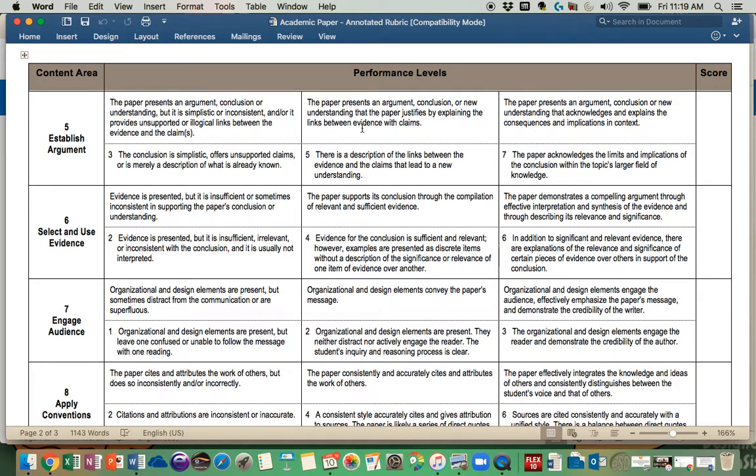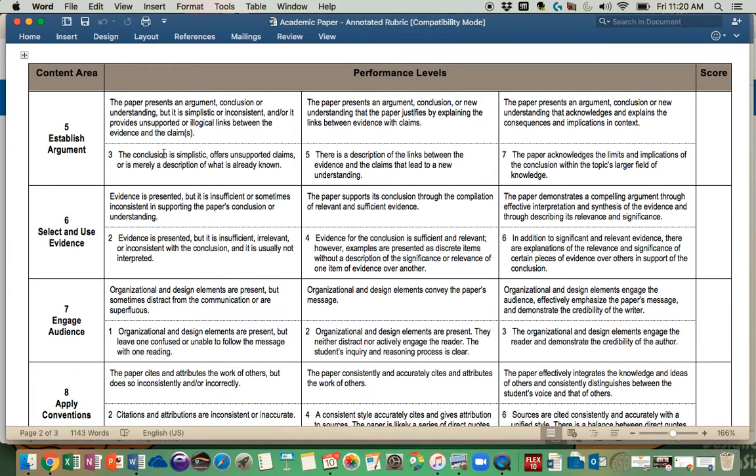If it's medium, it means you presented an argument or conclusion or a new understanding that the paper justifies between evidence and claims. There's some description of the links between the evidence that lead to a new understanding. But note, there's a description of the links, but you're not acknowledging and explaining the consequences of that, right? So that's why it's only medium. So if you look at some of the sample papers that were 3s, they'll fall in this range.